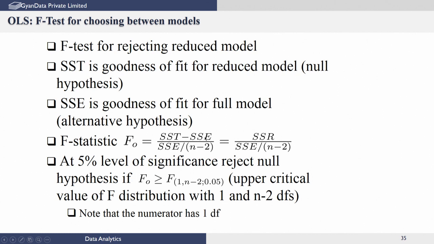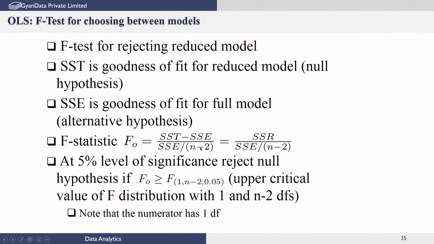it is worthwhile going with the alternative hypothesis rather than the null hypothesis. So, SSR, which is the difference between these, should be large enough. So, for normalization, the denominator represents in some sense a percentage, SSE is the error obtained for the alternative hypothesis.